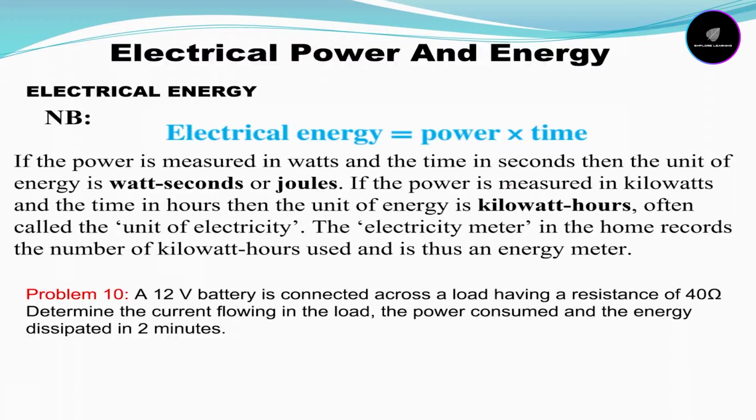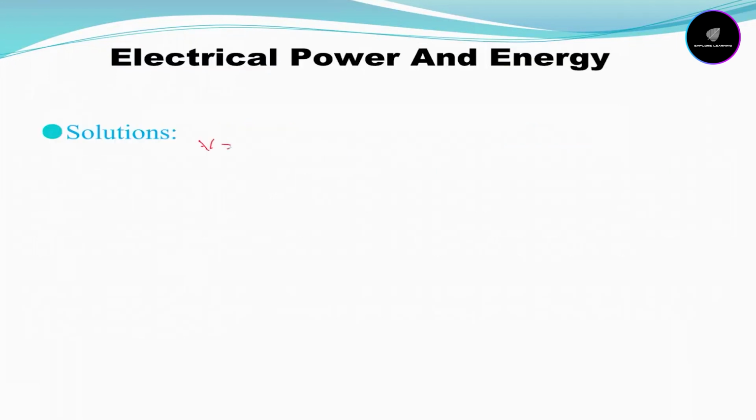A 12-volt battery is connected across a load having a resistance of 40 ohms. The question says determine the current flowing in the load, the power consumed, and the energy dissipated in 2 minutes. First and foremost, we need to get the parameters. V equal to 12 volts. The resistance equal to 40 ohms.